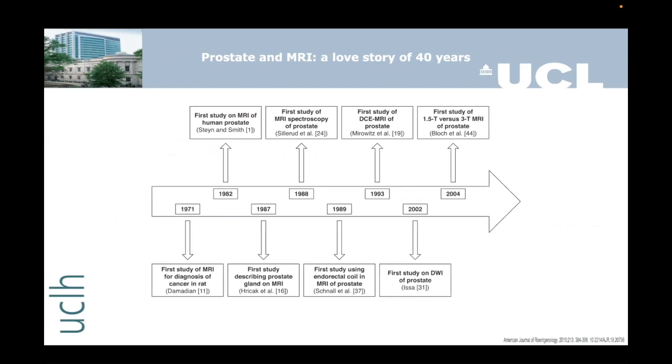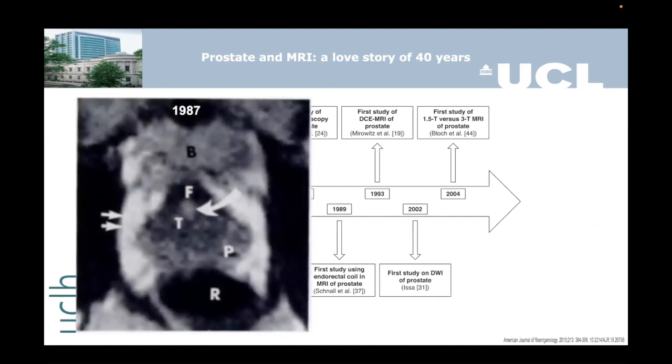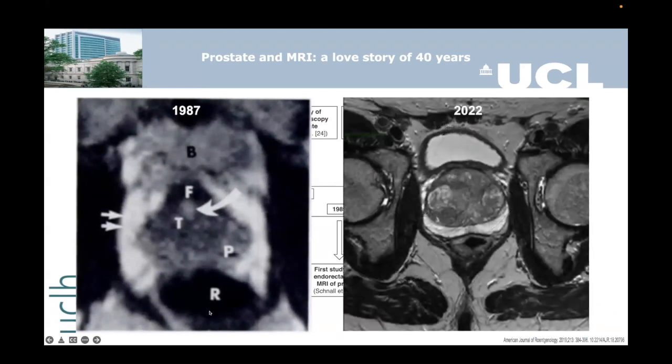I also like to show this timeline because in the last 40 years, prostate MRI has improved a lot. The first studies were from 1971 or 1982 in the human. And basically over these years, there have been a lot of advances in terms of new sequences and in terms of how we do prostate MRI. So this is a scan from 1987. You can barely see the peripheral zone, the TZ here, the bladder and the rectum. In 2022, as you can see here, things are much different and much better.